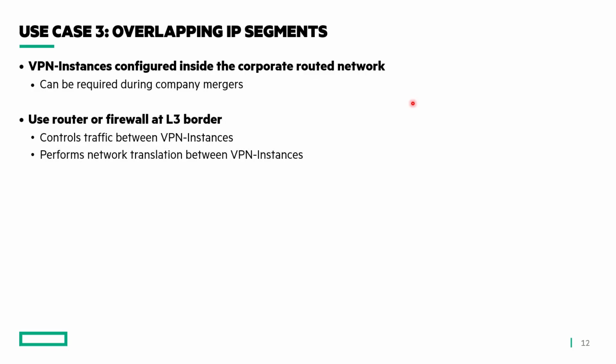Use case, overlapping IP segments. Sometimes, maybe when taking over another department or during a company merger, there's a chance they might have overlapping IP. We can create a VPN instance or layer 3 VRF for each one of these segments, and they will be completely separated from each other. We use in this case what's called a route distinguisher for that kind of distinction.